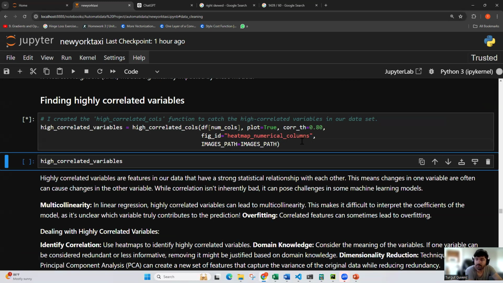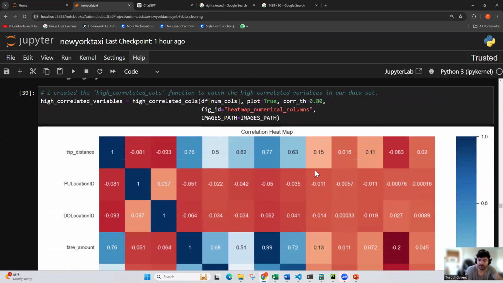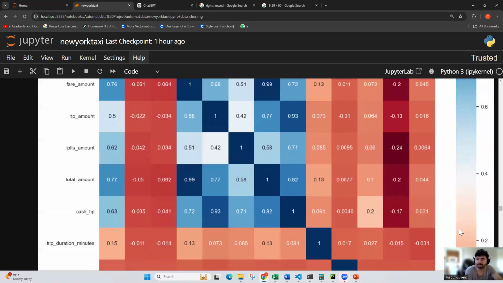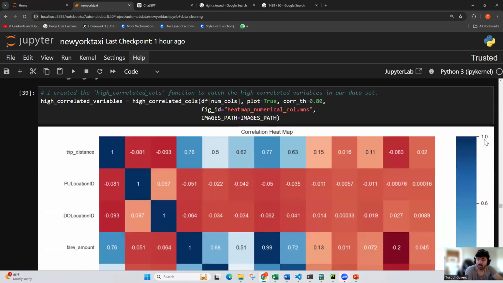And let's continue with the highly correlated values. This is going to create a heat map, and you can observe here which values are highly correlated. If they have positive correlation, that means blue, and if they have negative correlation, that means red.